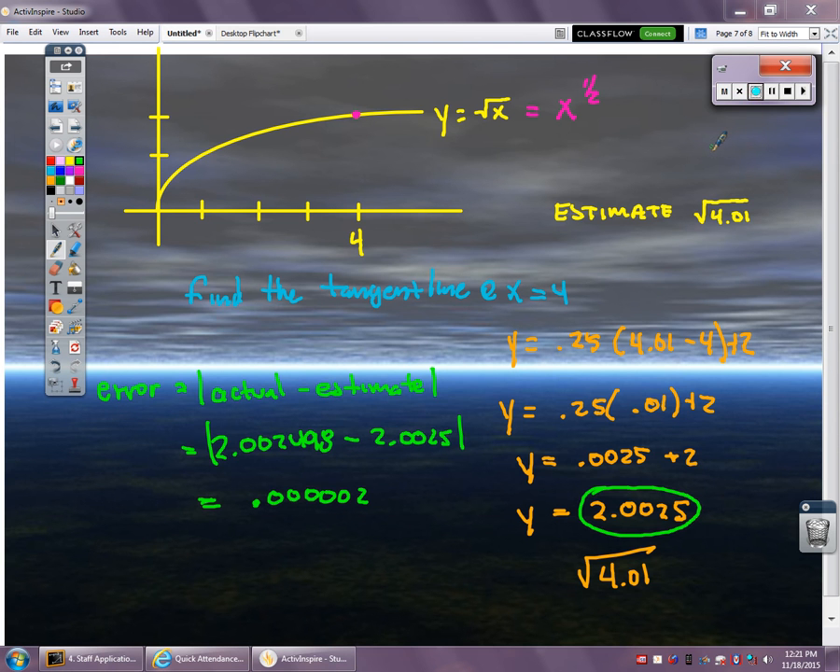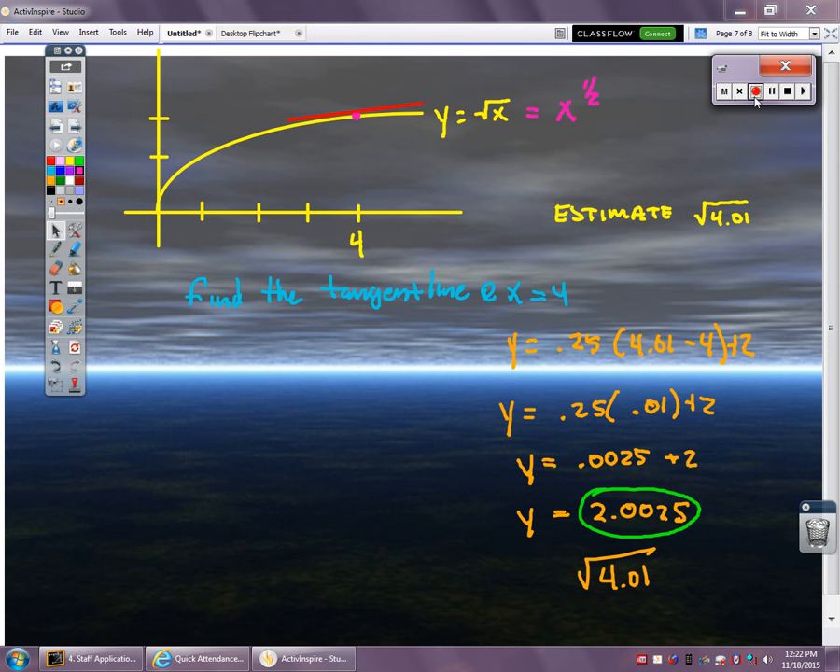My question now, is this an overestimate or an underestimate? This is going to be an overestimate. And the reason why is if I look at my tangent line in red, my tangent line is above the curve in yellow. The function for y equals root x is concave down at 4. So it's curving below the tangent line. So that means my estimation is a little bit too high.